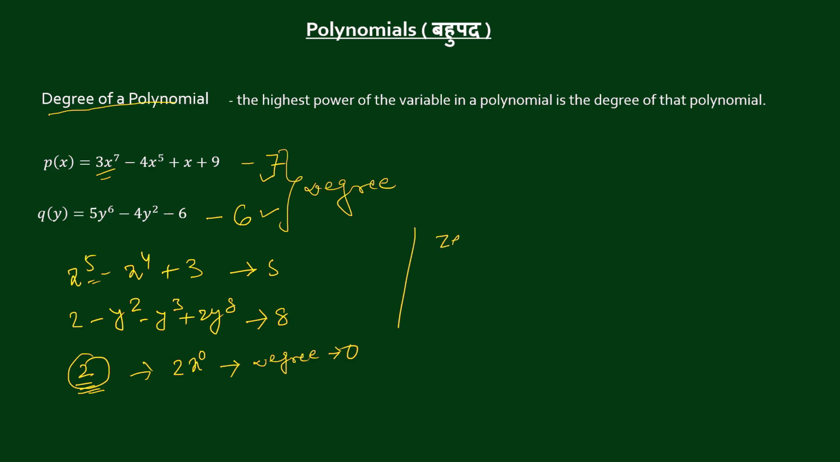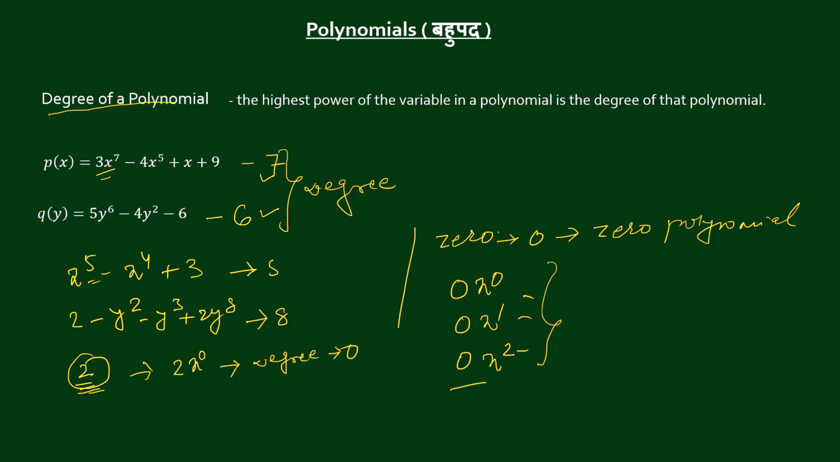So what is 0? 0 is also a constant polynomial, but it is called a zero polynomial. So what can be the degree of a zero polynomial? So zero polynomial की degree क्या हो सकती है? तो zero को हम लिख सकते हैं 0 into x to the power 0, 0 into x to the power 1, 0 into x to the power 2. कुछ भी लिखे इसकी वैल्यू तो 0 ही है. So can we define the degree of a zero polynomial? No. So the degree of a zero polynomial is not defined.